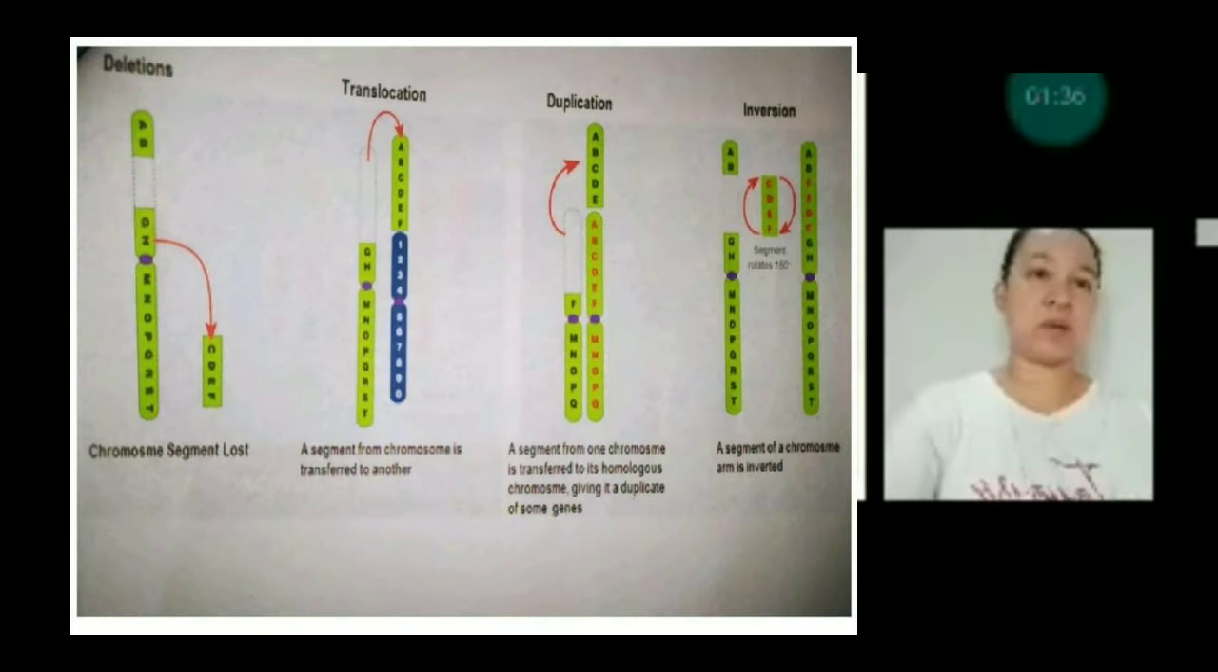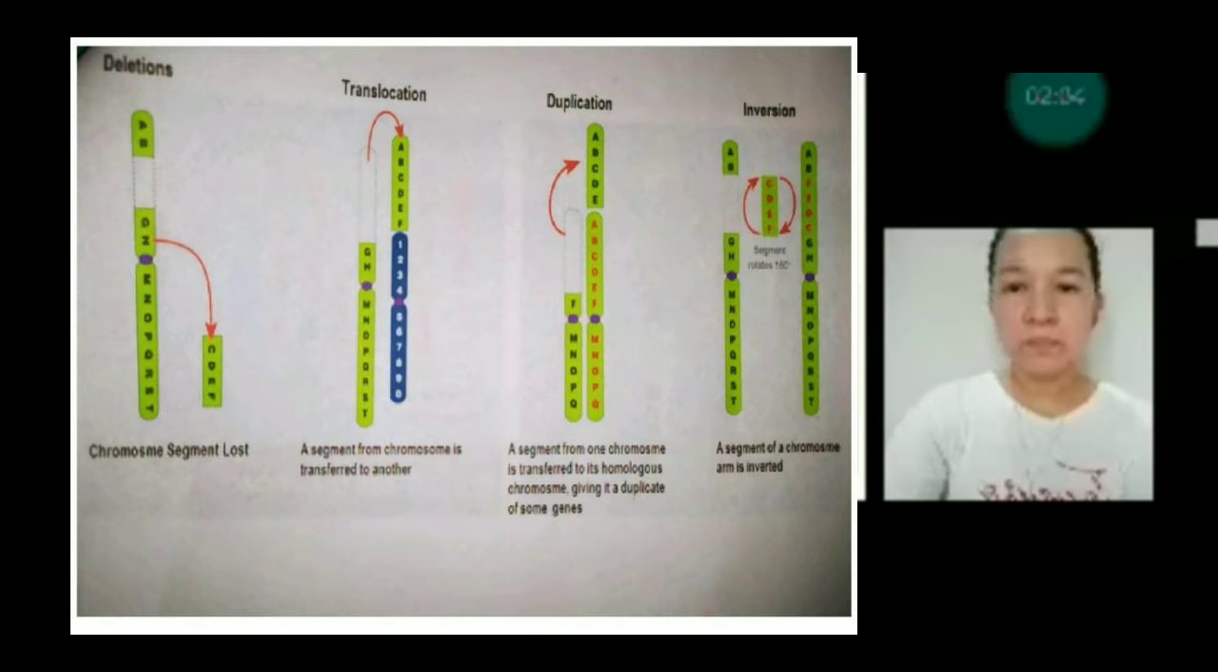Here are the examples of chromosome mutation. Deletion is when a chromosome segment is lost. Translocation is when a segment from one chromosome is transferred to another. Duplication is when a segment from one chromosome is transferred to its homologous chromosome, giving it a duplicate of some genes. And inversion is when a segment of a chromosome is inverted.